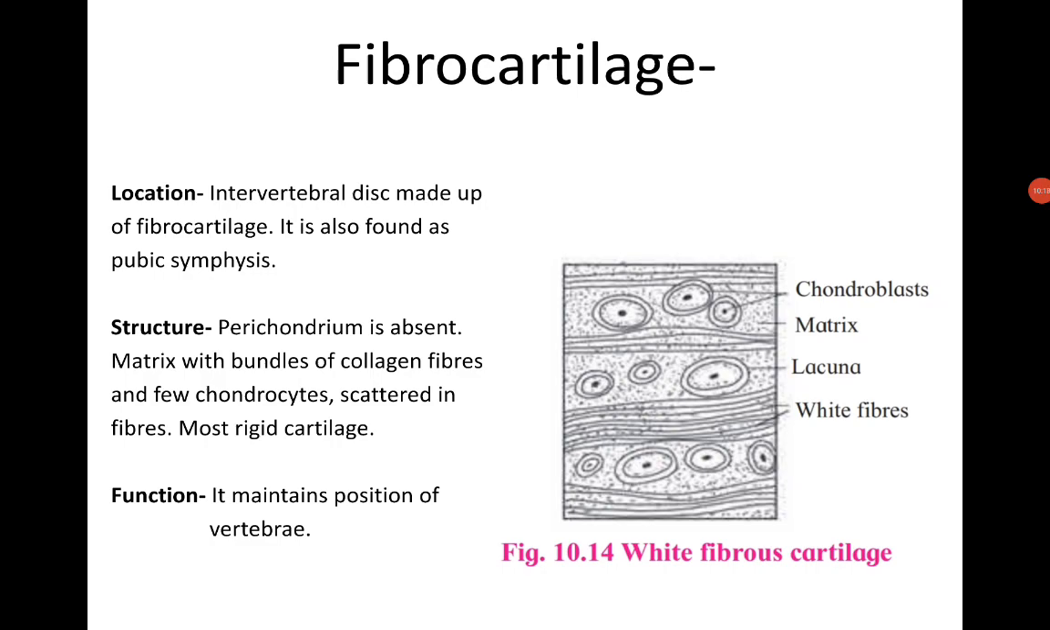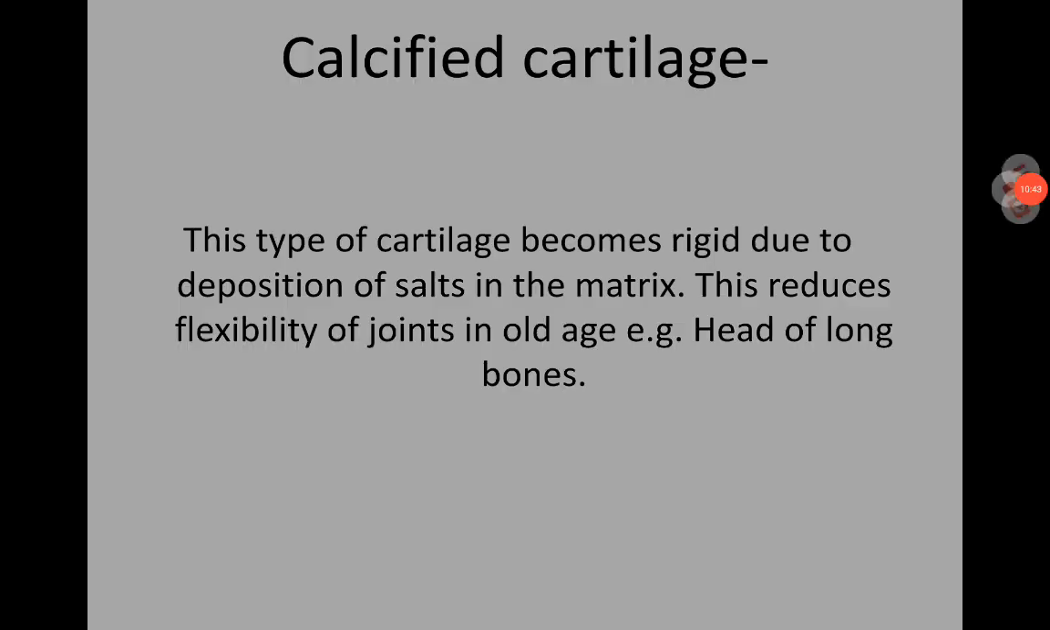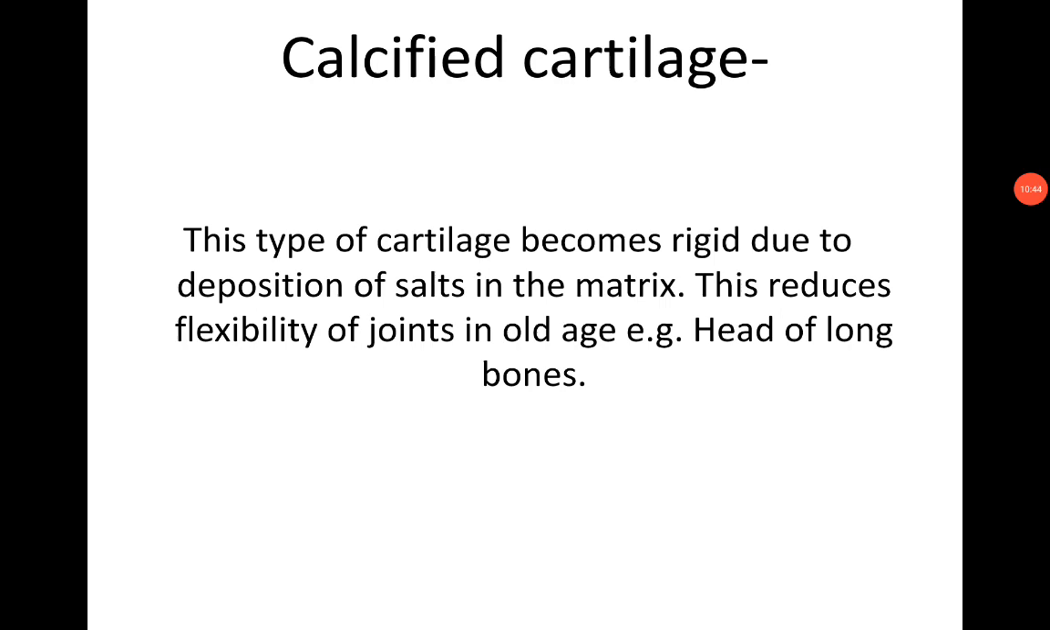The next and last type of cartilage is calcified cartilage. This type of cartilage becomes rigid due to deposition of salts in the matrix. This reduces the flexibility of joints in old age. Example: head and long bones. Calcified cartilage is found only in old age.